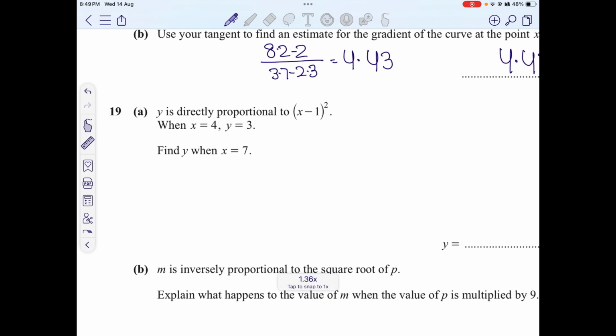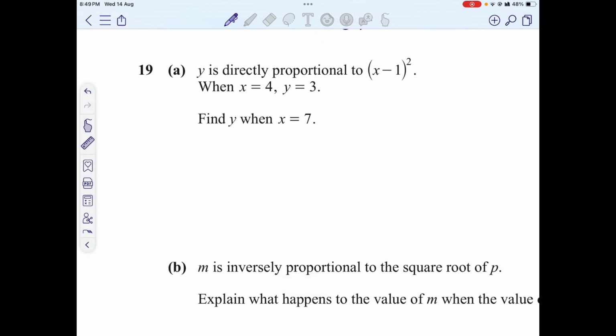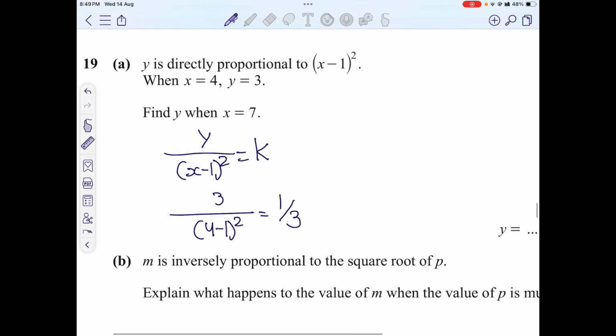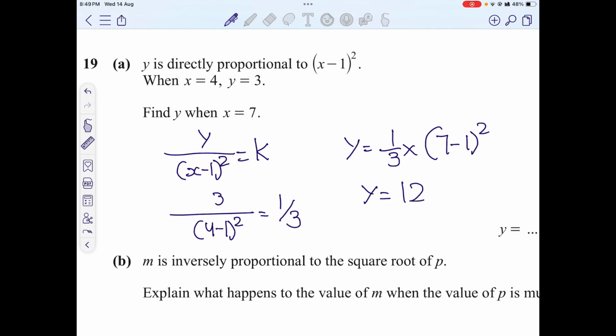Next up, it says that y is directly proportional to x minus 1 squared. When x is 4, y is 3. Find y when x is 7. When it says directly proportional, that means y over x minus 1 squared will always be a constant value. So when y is 3, and when you do 4 minus 1 squared, so 3 over 3 squared, that means 3 over 9, would give us 1 over 3. That's the constant value. If you want to find y now, so we can say 1 over 3 into 7 minus 1 squared. So the value of y would be 12 in that case.